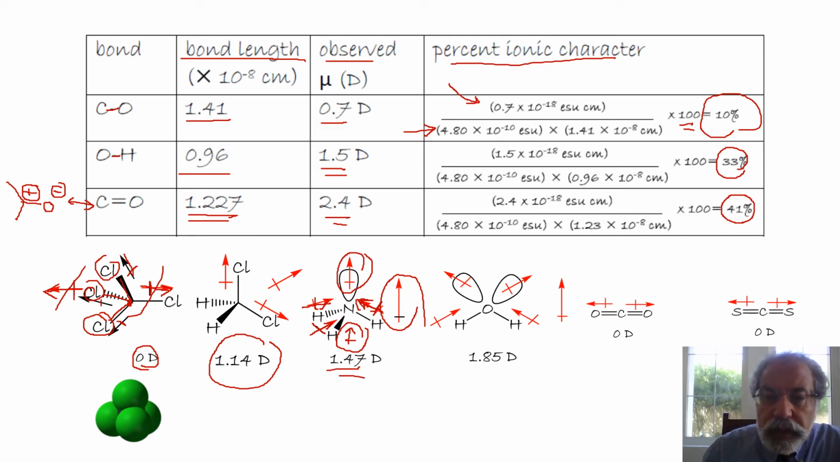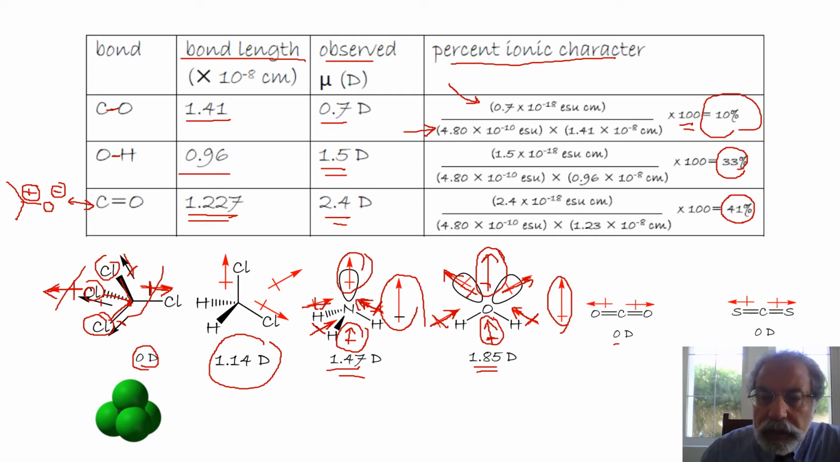The same for water: oxygen is more electronegative than hydrogen, so we have a dipole moment in that direction, and these two will be equal, the same value. But in this direction you have a lone pair, so the dipole moment will be in that direction, equal to one of them in this direction, so they are in the same direction, and you will add them together and end up with a value of 1.85 debye units.